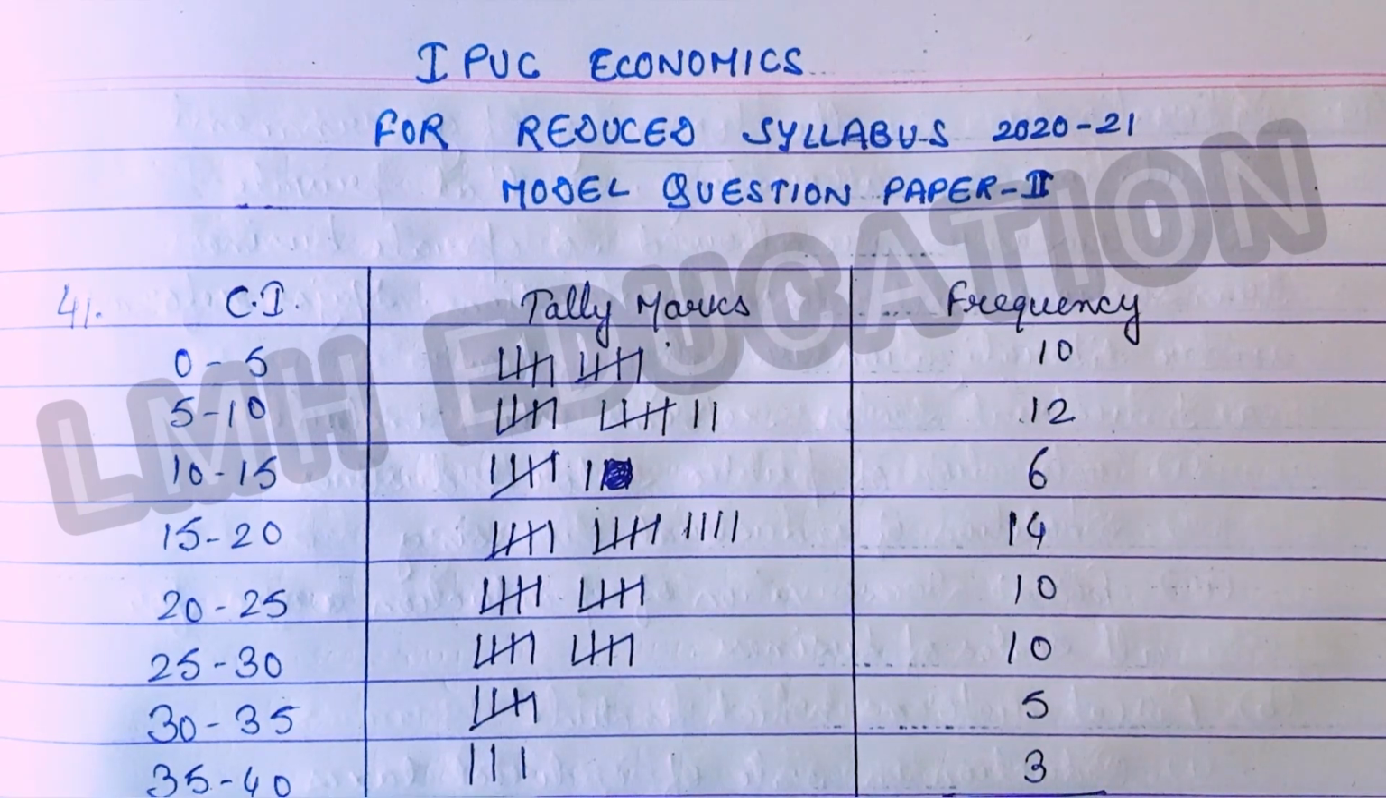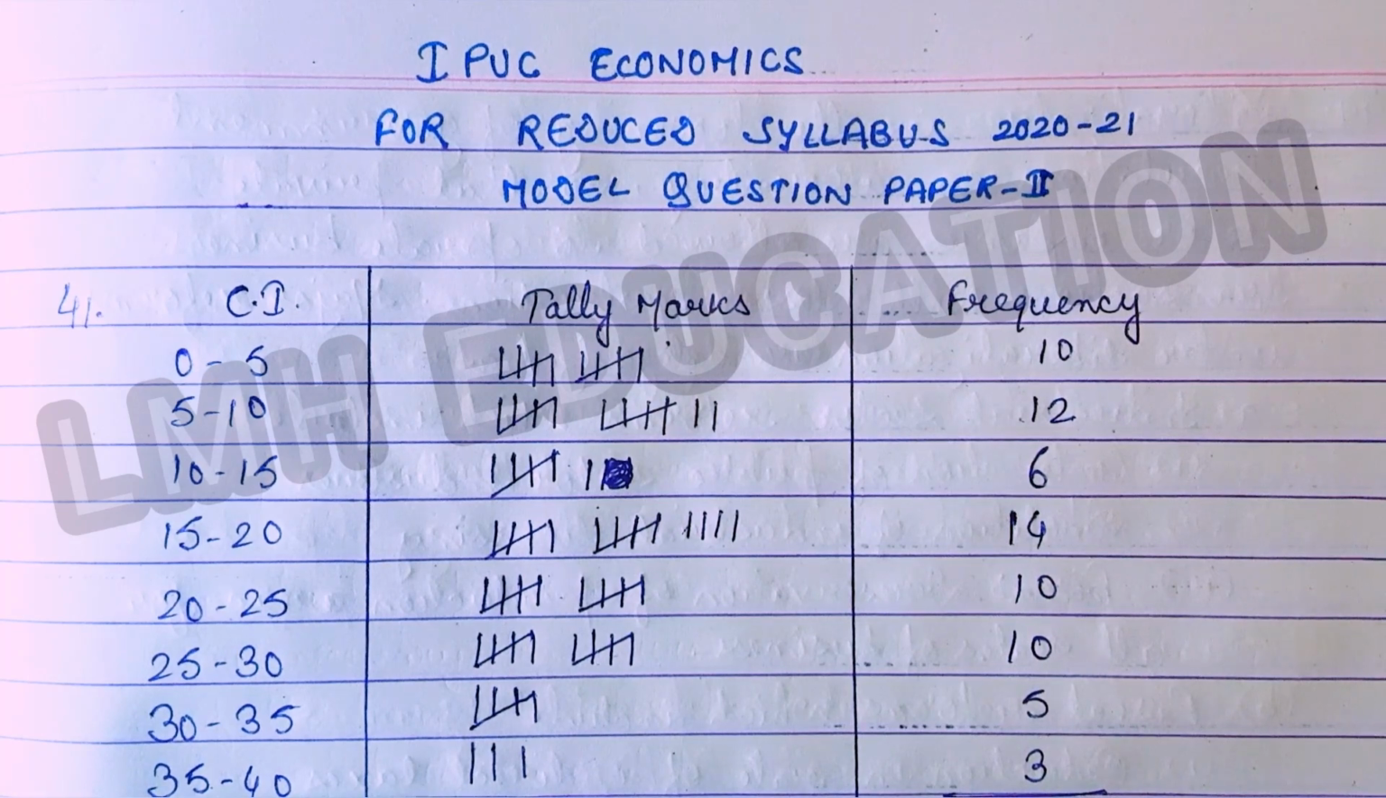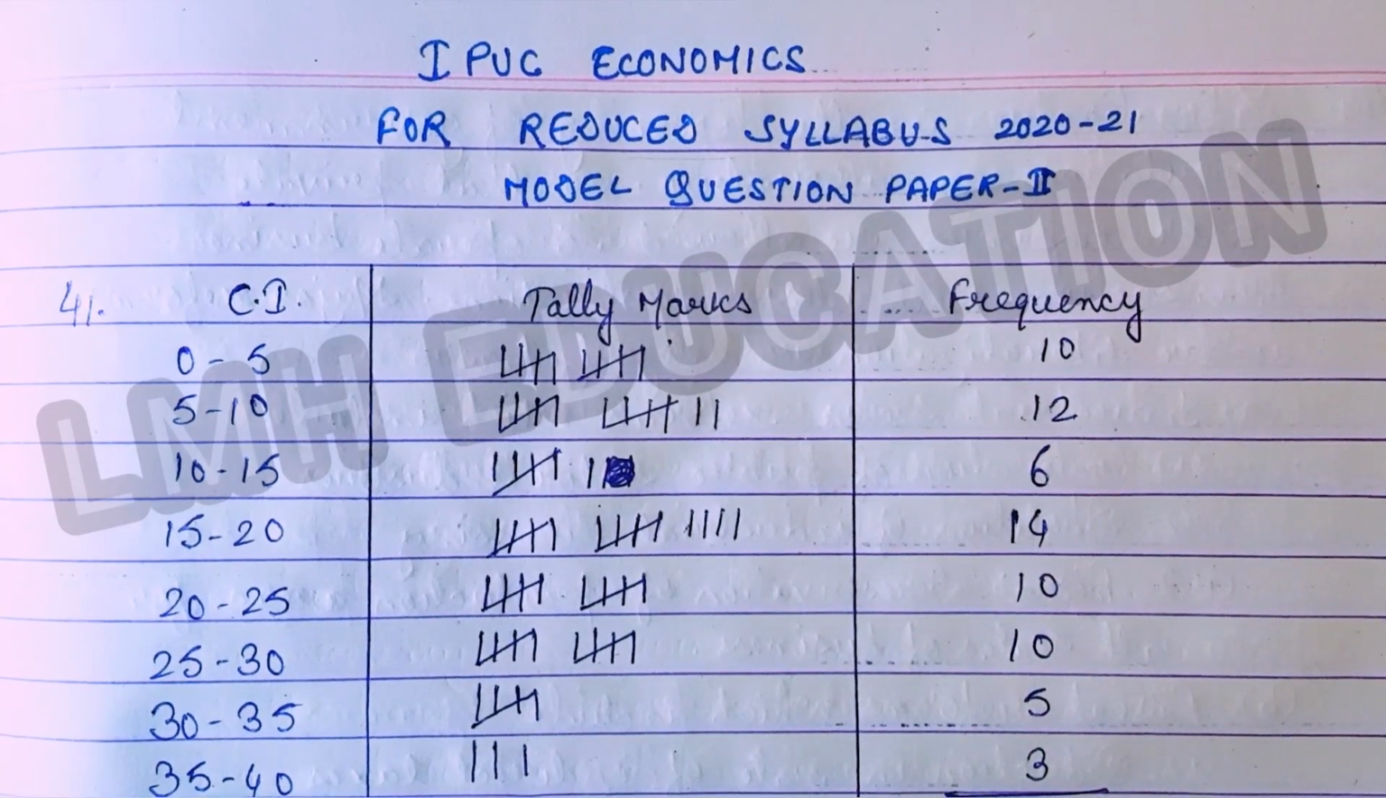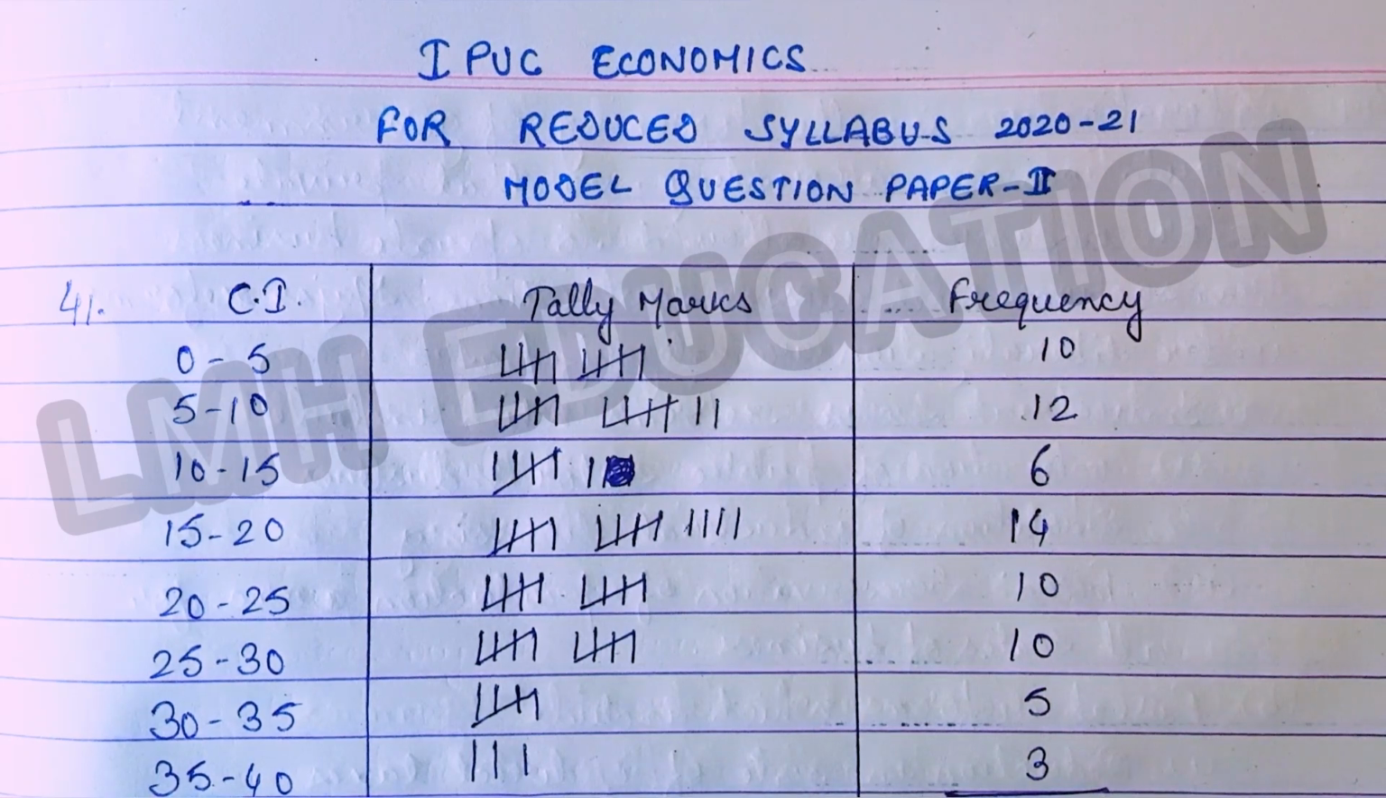In question number 41, you have to prepare a tally marking chart for the marks scored by 70 students in an examination by taking the class interval of 5. So we have taken the class intervals with a difference of 5: 0 to 5, 5 to 10, 10 to 15, 15 to 20, 20 to 25, 25 to 30, 30 to 35 and 35 to 40. Then accordingly you have to put the tally marks and total them to find the frequency.